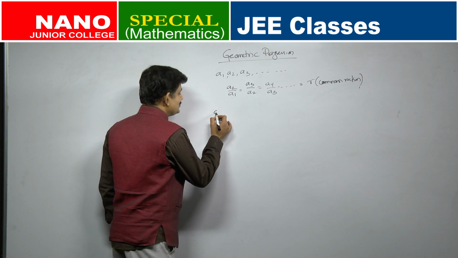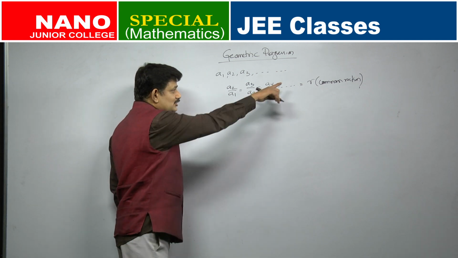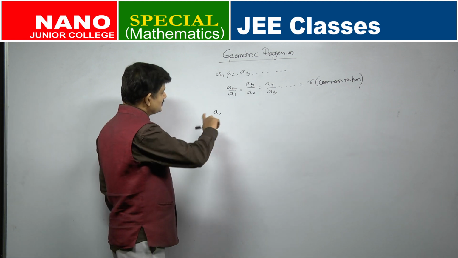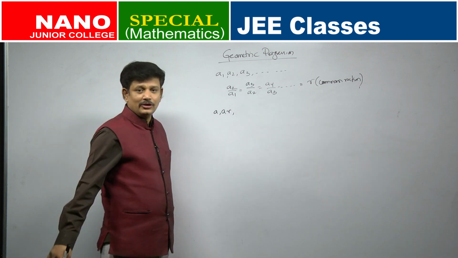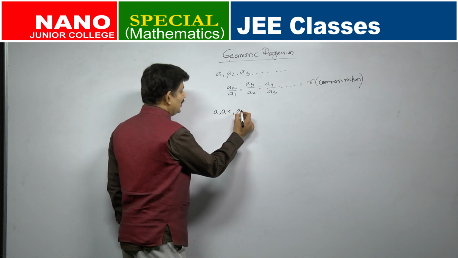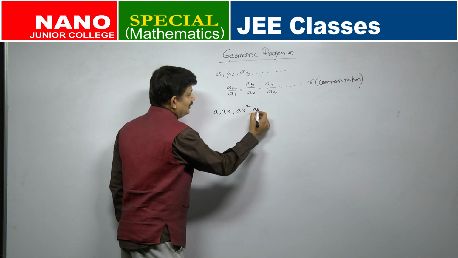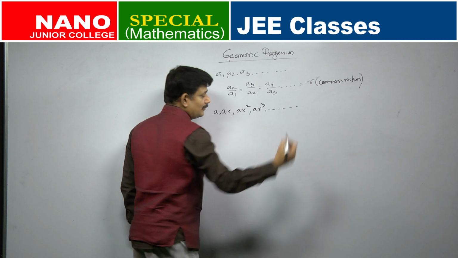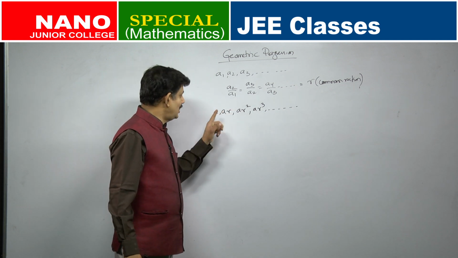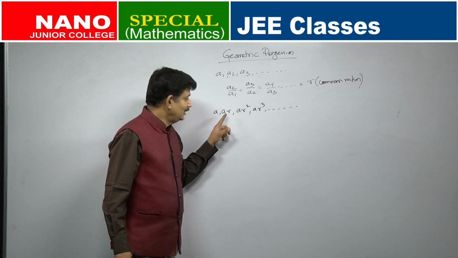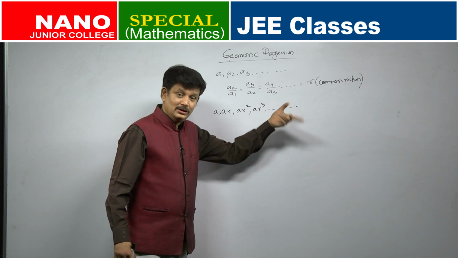Let us say the first term of a geometric progression is A and the common ratio is R. What will be the next term? R times the first term, right? AR, it will be AR. What will be the next term? AR square, R times the previous one. What will be the next term? AR cube, and so on. You are able to write all the terms. First term A, common ratio R, then the next term will automatically be AR, then AR square, then AR cube, then AR power 4, and so on.